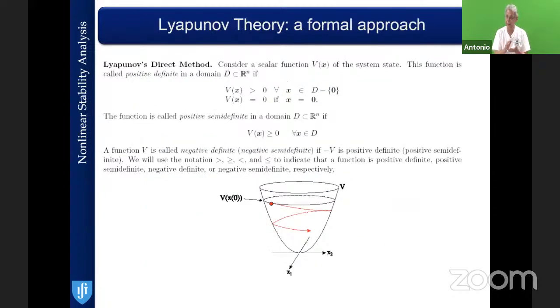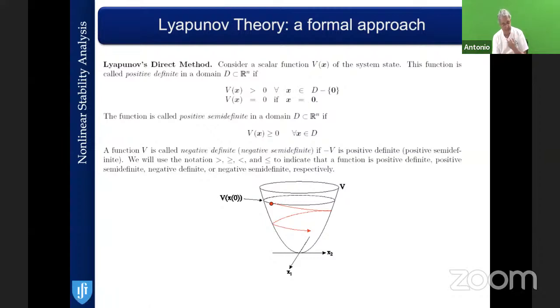So this is the way I wanted to show you how this is written in most books. And you'll see that when you lift the veil of Maya, of all these things, it becomes clear. So they start by telling you that you have to consider this famous scalar function, candidate Lyapunov function, which is positive definite. And by this I mean it's always positive for all x different from 0, and it's equal to 0 for x equal to 0.